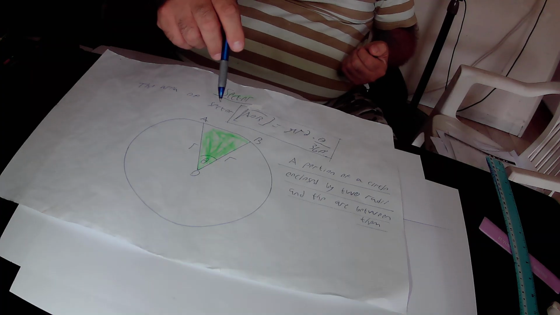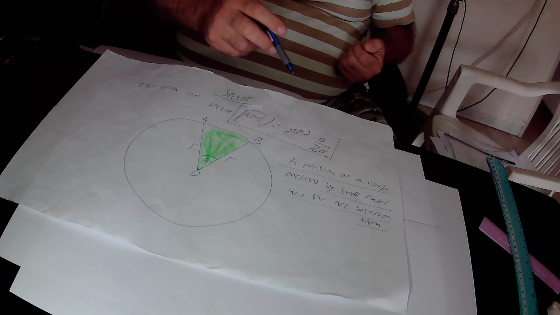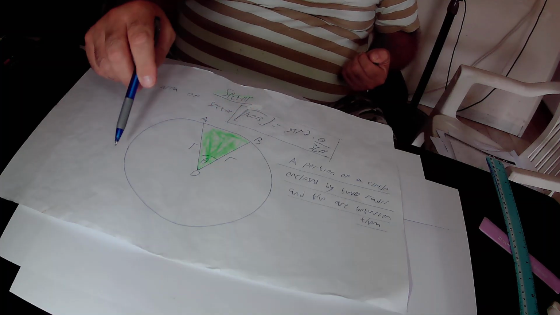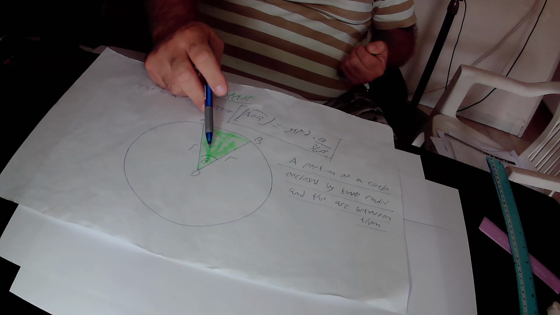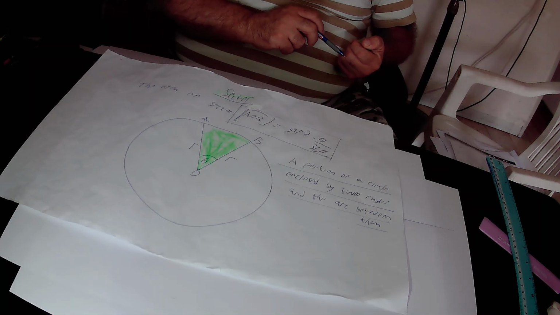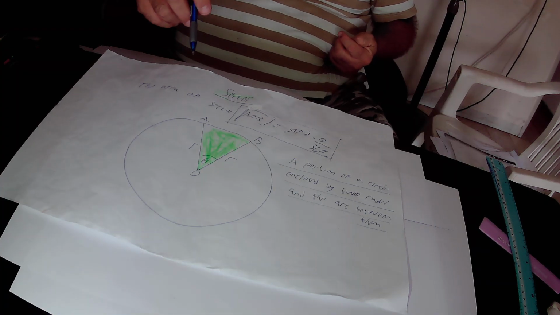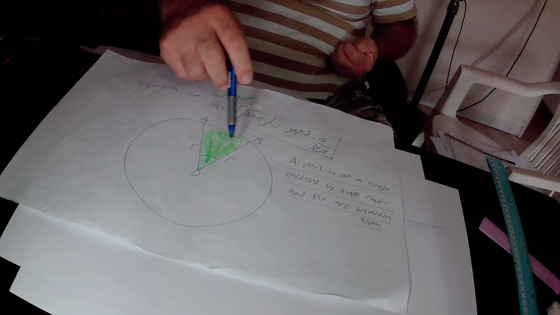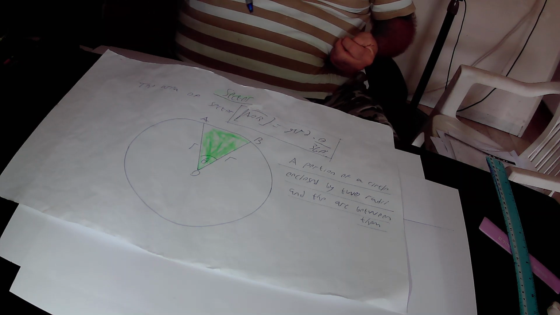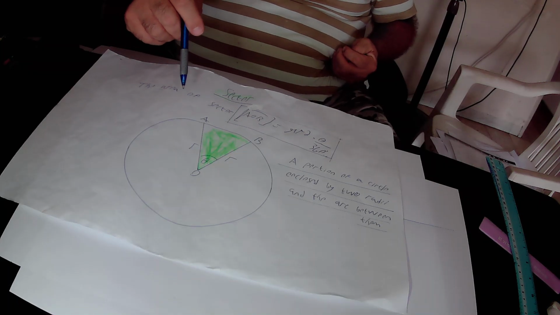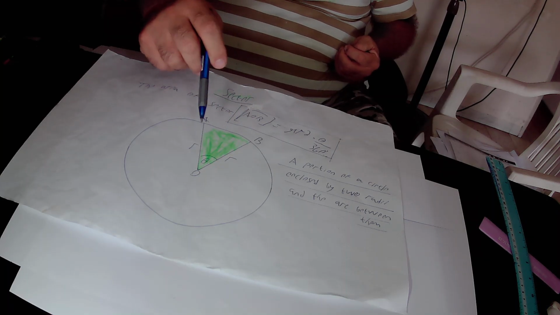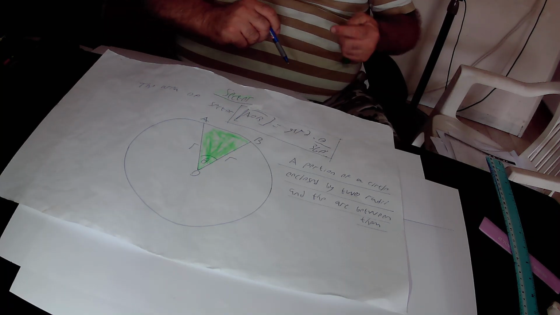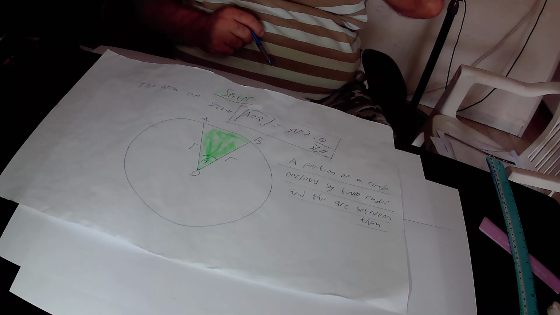And the area of this sector AOB equals pi r squared, that is the area of the circle that contains the sector, where r is the radius of the circle, times angle theta, that is the angle between the legs of the sector, over 360 degrees. So to repeat, a sector is a portion of a circle enclosed by two radii and the arc between them, and its area equals pi r squared times theta over 360 degrees.